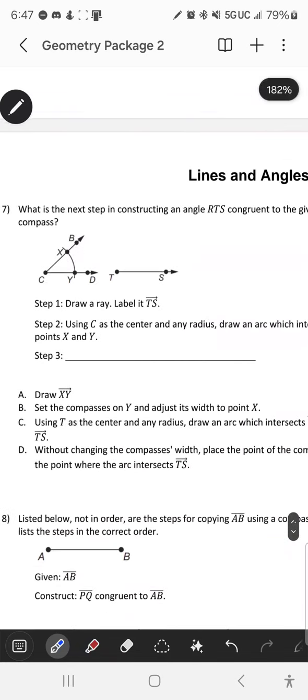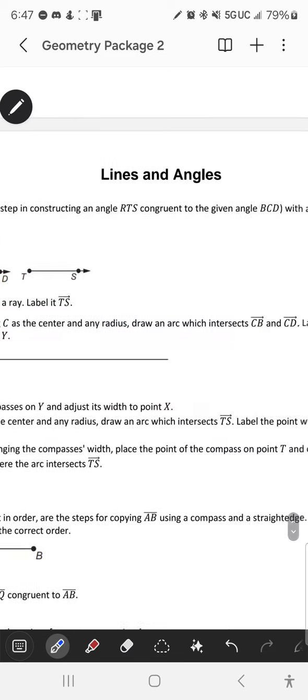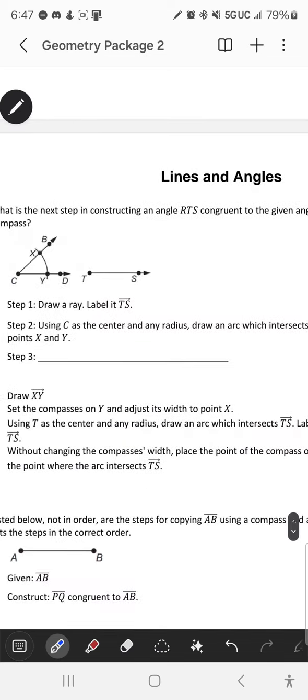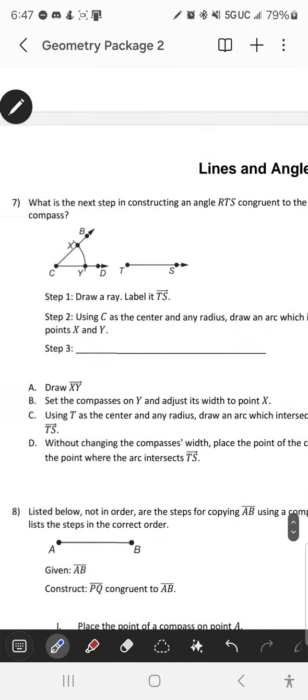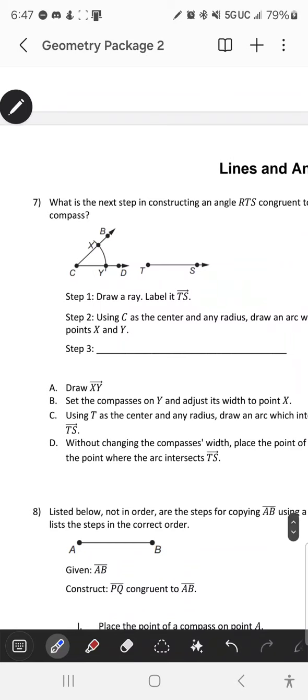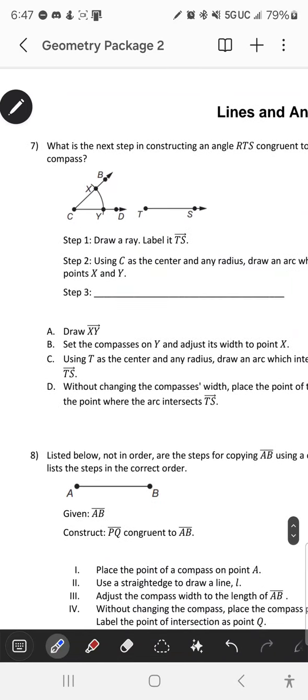Okay. First, we're going to draw a ray, label it TS, perfect. Using C as the center and any radius, draw an arc which intersects CB and CD, label the intersections X and Y. Okay, perfect. Now, let's see which is step 3. Draw XY. Nope. We don't even need to draw XY anywhere. So that's of course not the next step we need to follow.